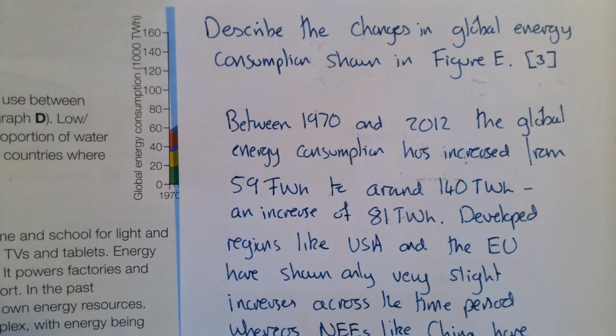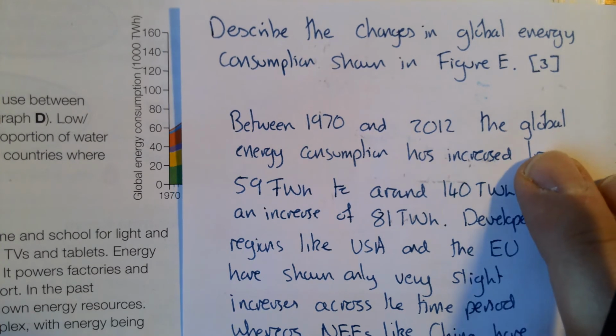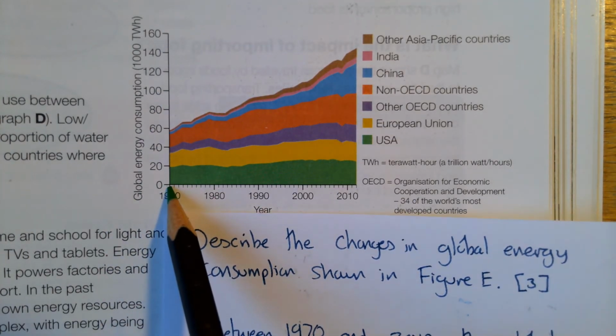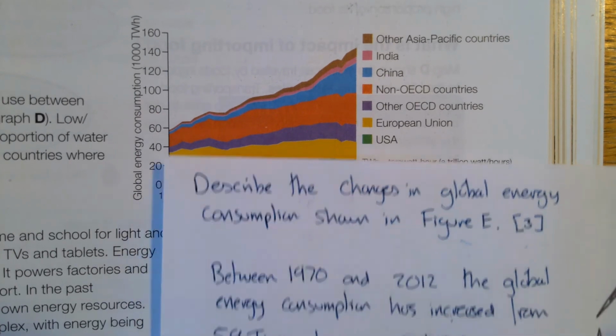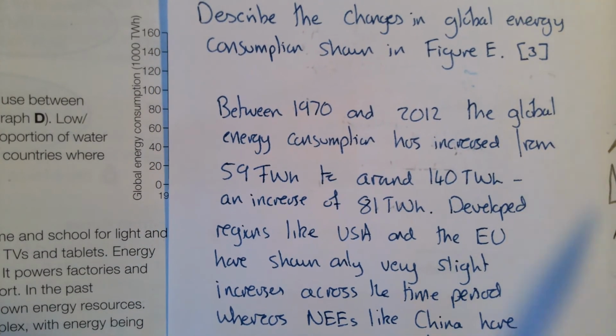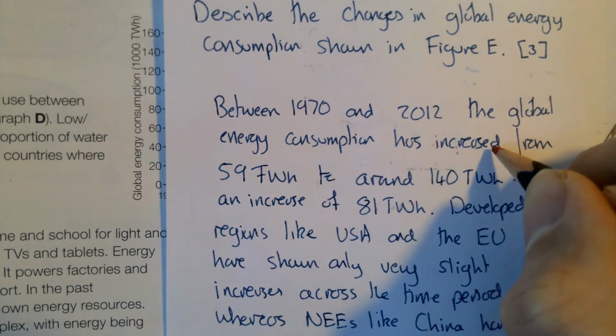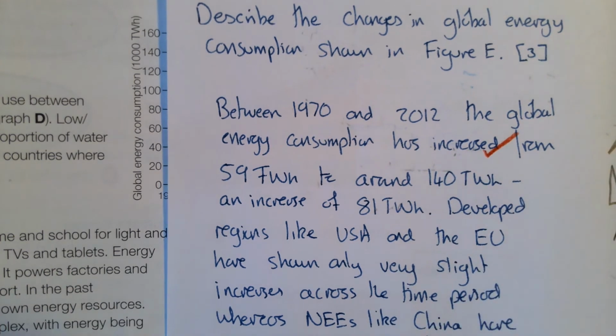And welcome back. Right, how'd you get on? Wonderfully, I expect. So once again, headline fact to start with. What is the overall trend? And the overall trend is that energy consumption has increased between 1970 and 2012. And that's all you need to say. Between 1970 and 2012, the global energy consumption has increased. This would get you a mark.